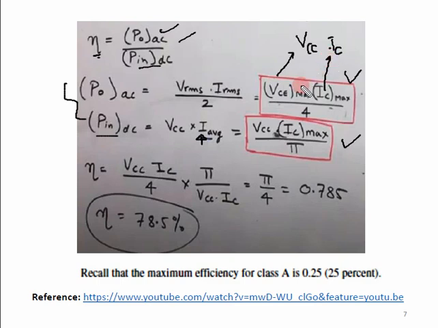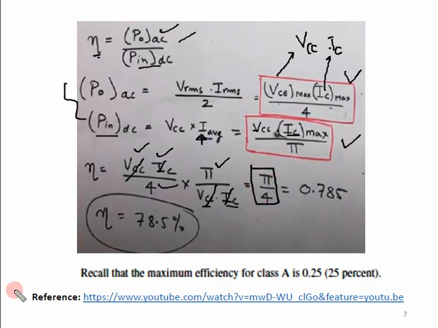So I can replace these terms by VCC, IC, divided by 4, and then divide by P in DC. So this pi would go up. VCC I put over here, this comes over here, and IC max again is IC. So now you can see that I can cancel out this with this, and I can cancel out this IC with the IC. The only thing I'm left with is pi by 4.